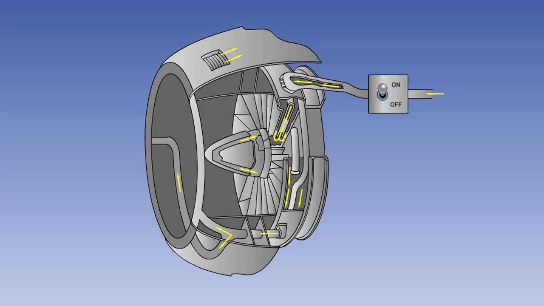A typical hot air engine ice protection system is shown here. The air is tapped from the compressor at a suitable point. It passes through an electrically operated control valve, which is actuated by a switch on the flight deck.